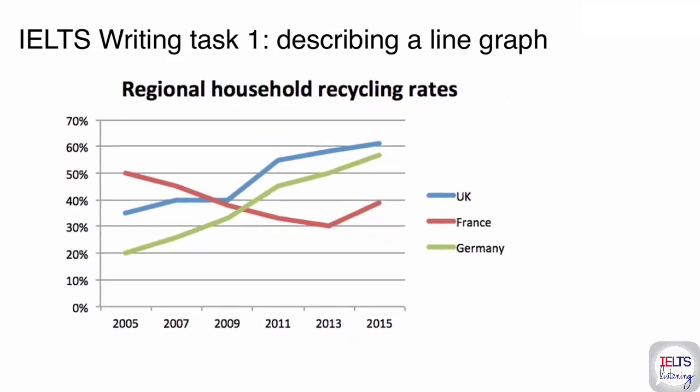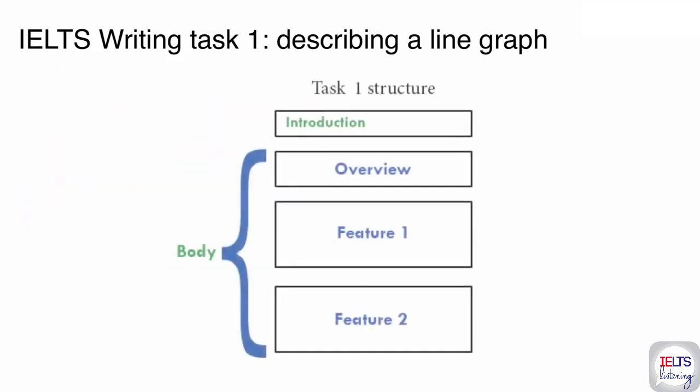Now let's see how you should structure your answer. Here is the standard structure that you should follow to give a Band 9 answer. It consists of introduction and body paragraphs. You should never write a conclusion when describing a graph. So, the first paragraph you write is your introduction. After that, you start writing your body paragraphs. In your body paragraphs, you should, first of all, give something called a general overview. Secondly, give the detail.